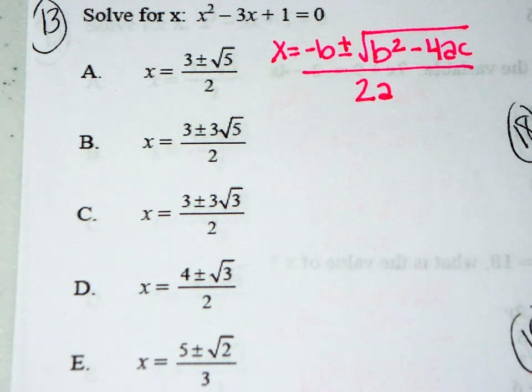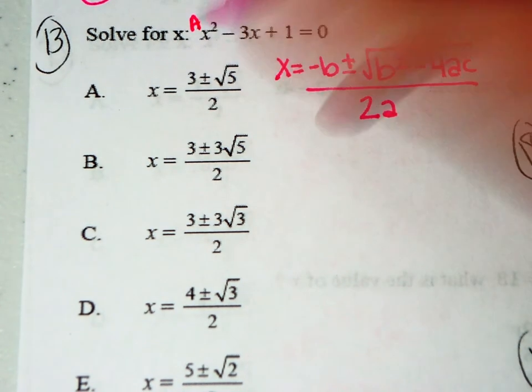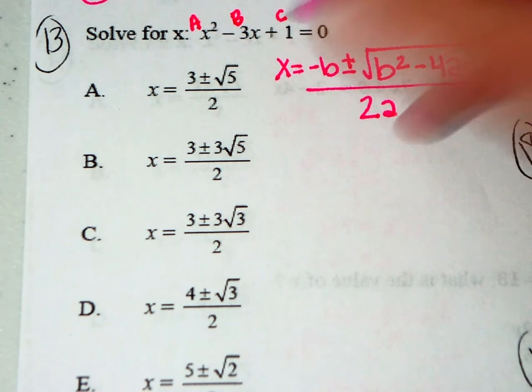I've already sung it in class, so you can watch our class videos. But here is the formula. So let's learn the letters. The letter A is in front of the x squared. The letter B is in front of the x, and the letter C stands for constant.